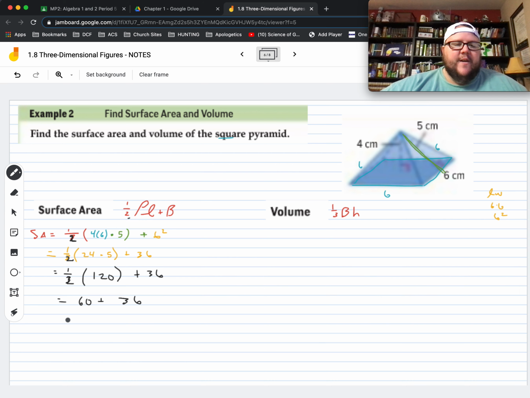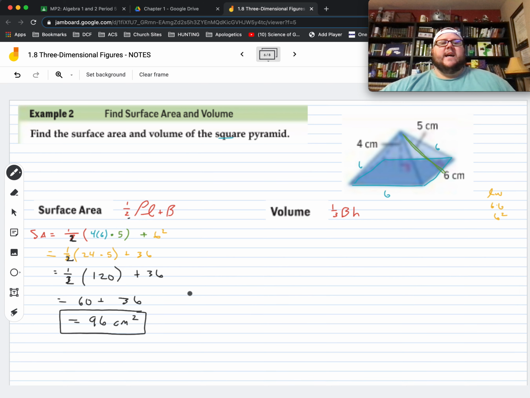So just make sure that you're plugging in the right one. So this is 1/2. So 60 plus 36 is 96. And because it's area, it's centimeters squared. And that's our surface area.